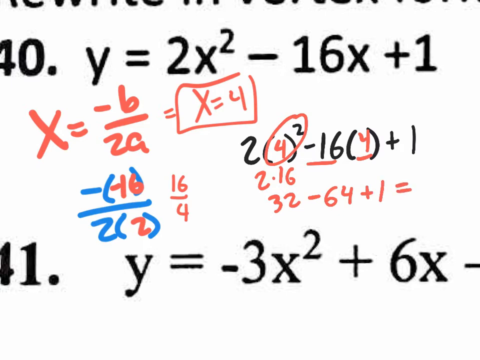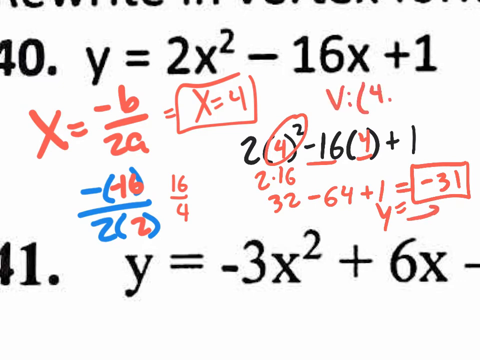So our y value is negative 32 plus 1. That's negative 31. Is that right? Okay. So our x value is 4, and our y value equals negative 31. So there's our vertex. x value is 4, y value is negative 31, which is technically our h and k value. Our h is 4, our k is negative 31.